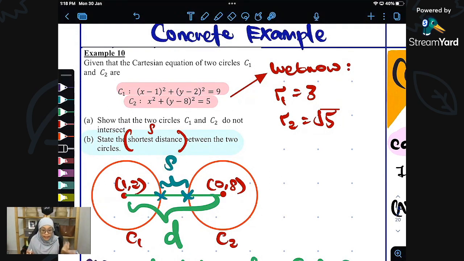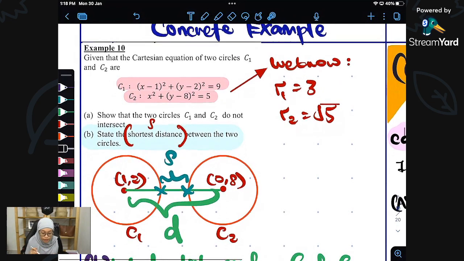Without knowing the D. The D means the distance from the center to another center. So this is C1, I label it as C1, C2, because we are given the names C1 and C2. So C1 has its own center, guys. How do I know C1's center? From here. This is H, this is K.